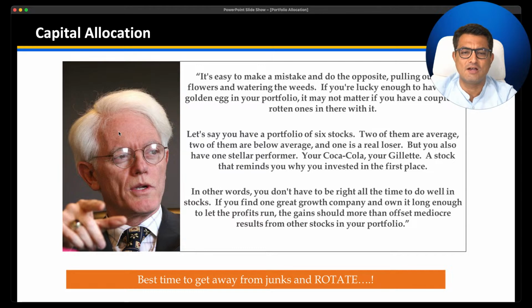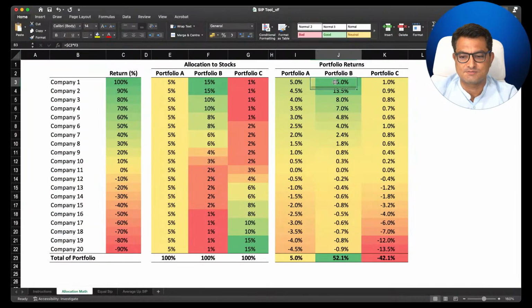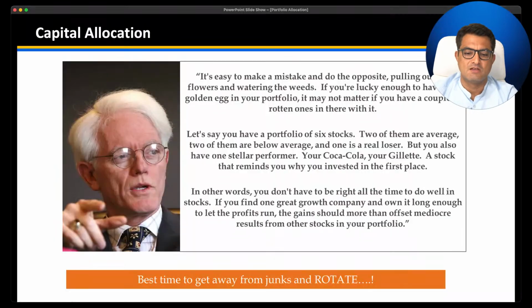If you are lucky enough to have one golden egg in your portfolio, it may not matter if you have a couple of rotten ones inside it. Like from the Excel which we learned, if you have a couple of big winners, it doesn't matter if you have some small losers also, because the last 4-5 stocks are only dragging you by 3%, but your top winners are lifting you much higher. Let's say you have a portfolio of 6 stocks, two of them are average, two of them are below average, and one is a real winner.